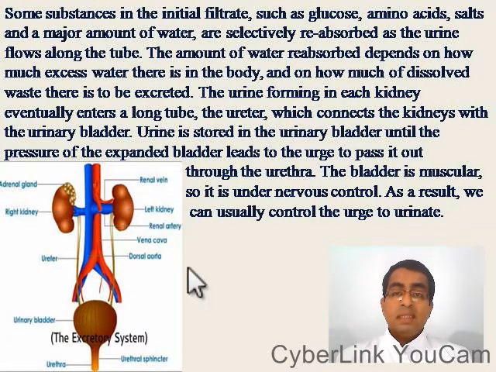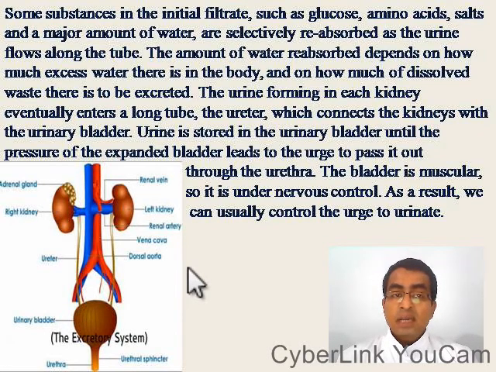Some substances in the initial filtrate, such as glucose, amino acids, salts, and a major amount of water, are selectively reabsorbed as the urine flows along the tube. The amount of water reabsorbed depends on how much excess of water there is in the body and on how much dissolved waste there is to be excreted.